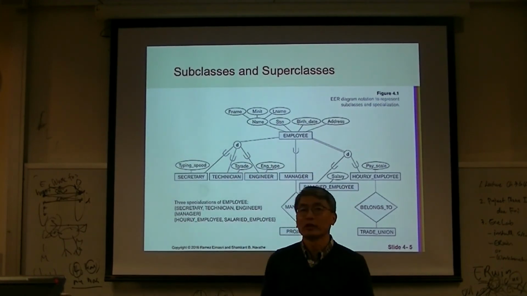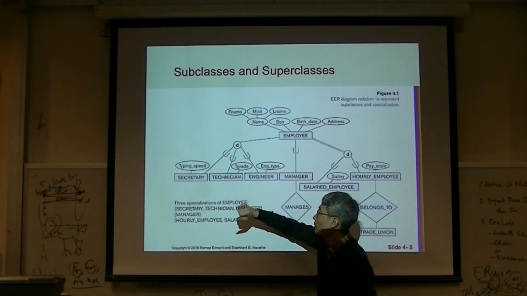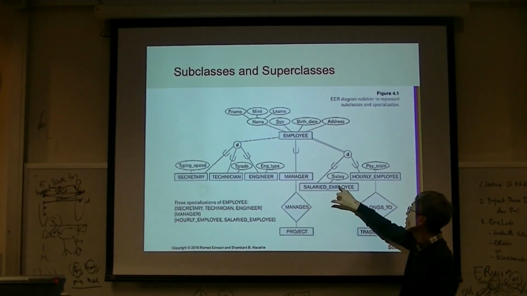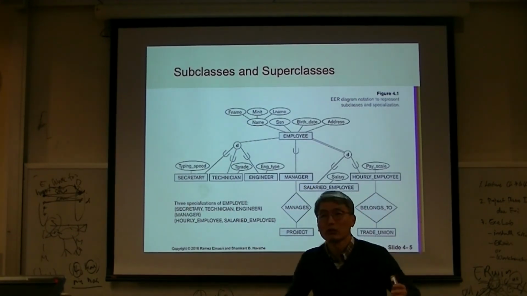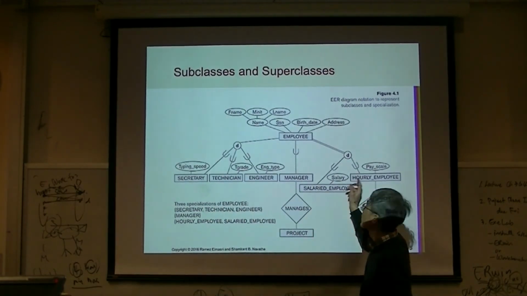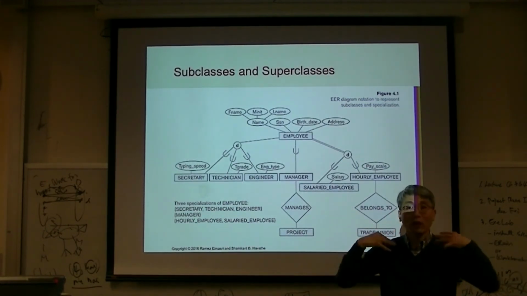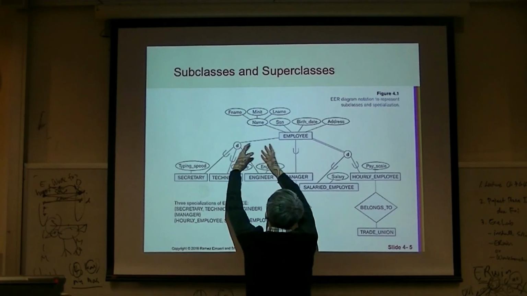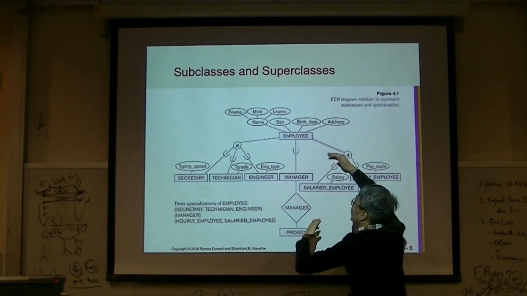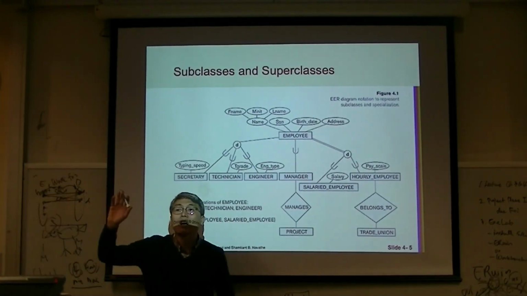In other words, your customer first brings the information about secretary, technician, engineer, manager, salaried employee, and hourly employee. So you identify these separately. Then, as a designer, you realize this can be generalized to employee, this can be generalized to employee, this can be generalized to employee. At that time, we can use the symbol, the cup.